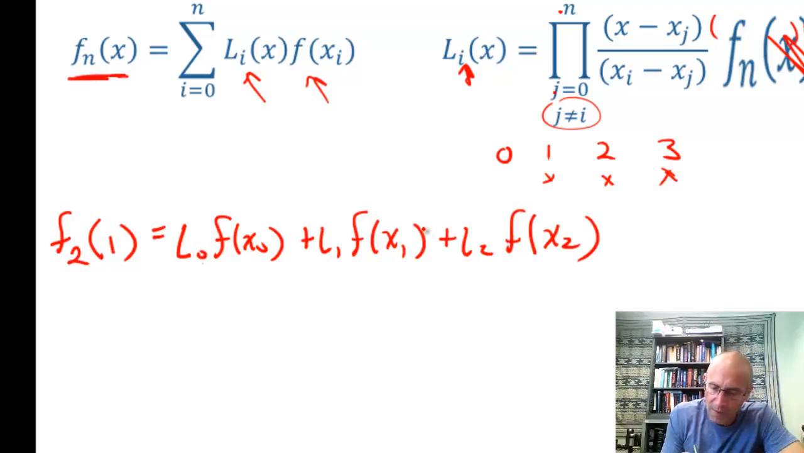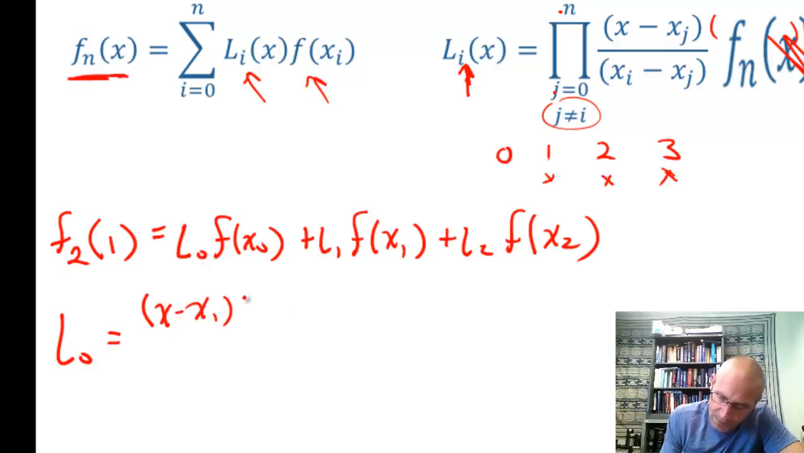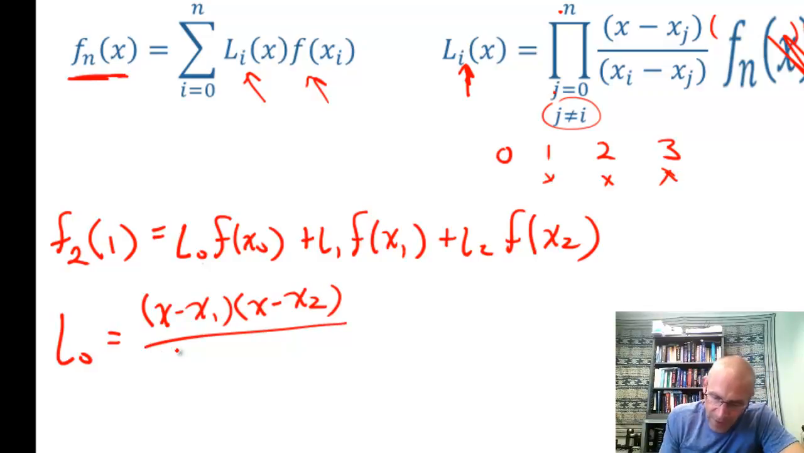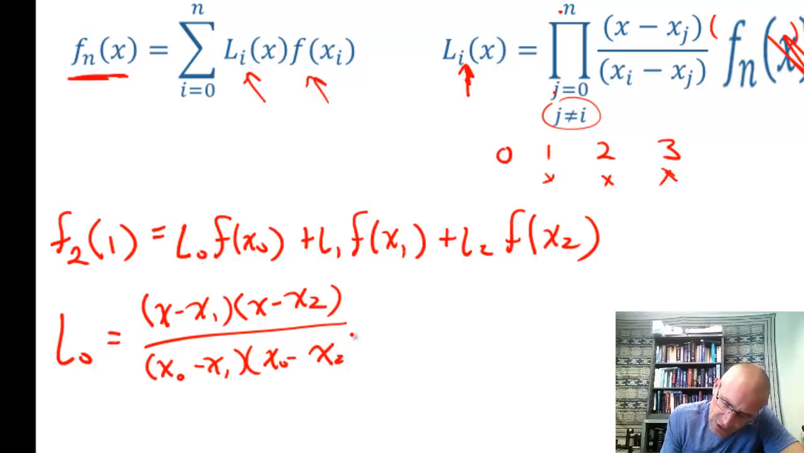And now I need to determine what my L values are, L0, L1, and L2. So let's go ahead and find L0. So if I come back up here and look at my equation for L, i is equal to 0 here. So j is never going to be equal to 0. That means on the numerator, what I'm going to have is x minus x1, if I skip the 0, and x minus x2. And then in the denominator, I do have that x sub i is x0. So x0 minus x1 and x0 minus x2.